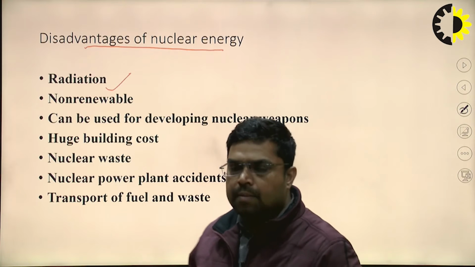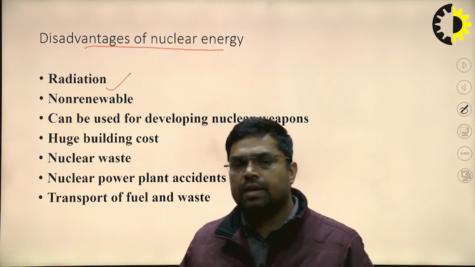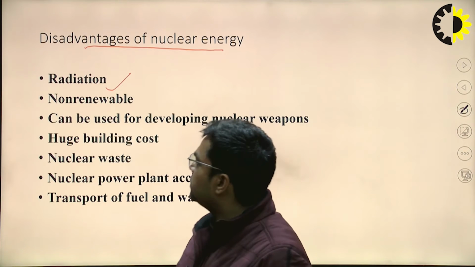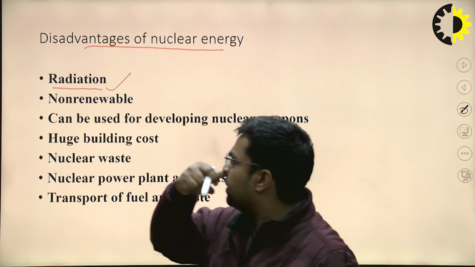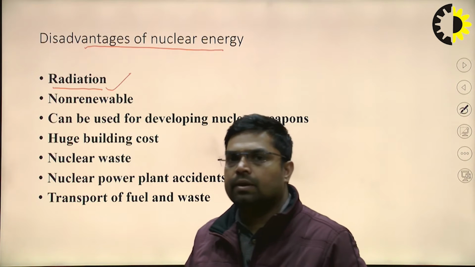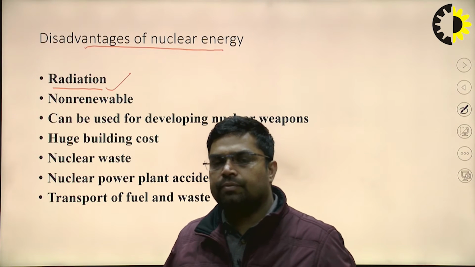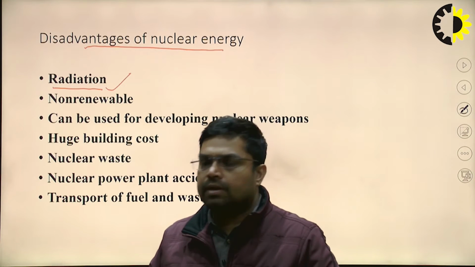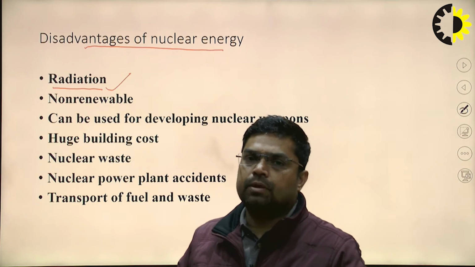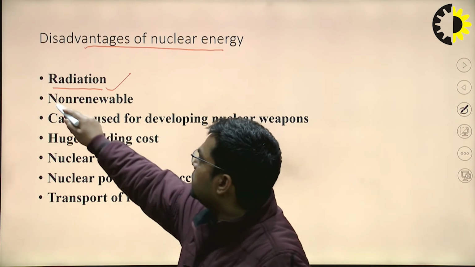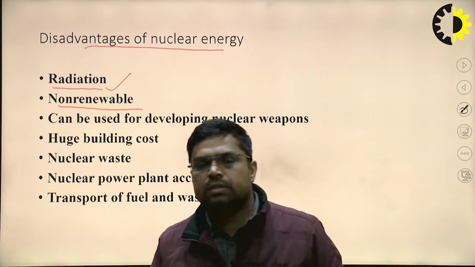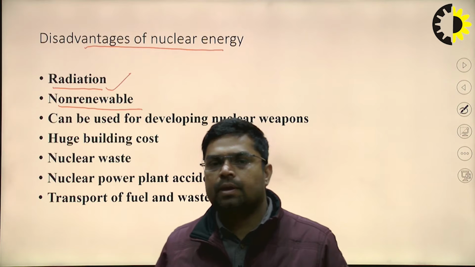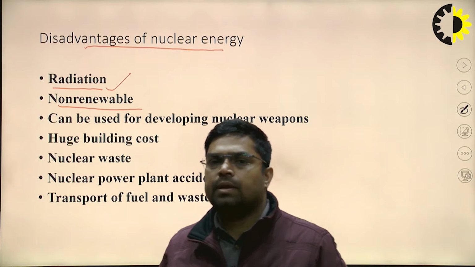Out of them, gamma is more dangerous from the health point of view compared to alpha and beta radiations. So this radiation part is very dangerous. That's why we take very careful consideration in the design and choice of any nuclear reactor. Another one is that it is a non-renewable energy source, which is itself a disadvantage of any nuclear power plant.